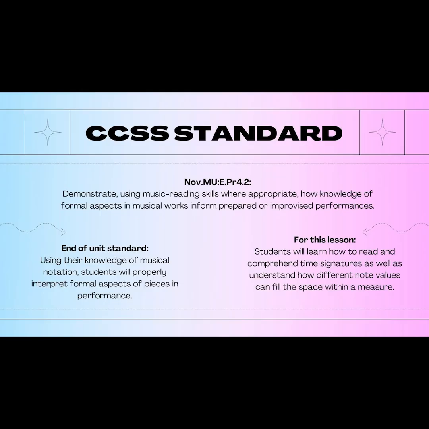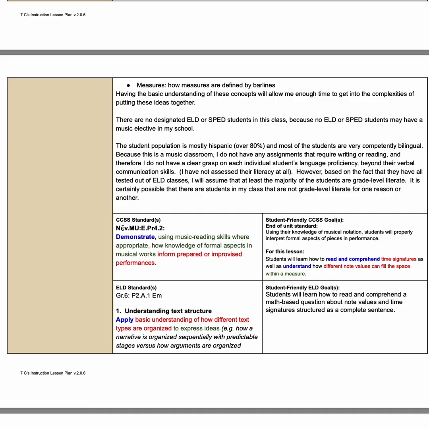So the CCSS standard that we're going to be looking at here is NOV. This is novice. NOV stands for novice. MU stands for music. E is evaluate, and PR is performance. So demonstrate using music reading skills where appropriate, how knowledge of formal aspects in musical works inform prepared or improvised performances.